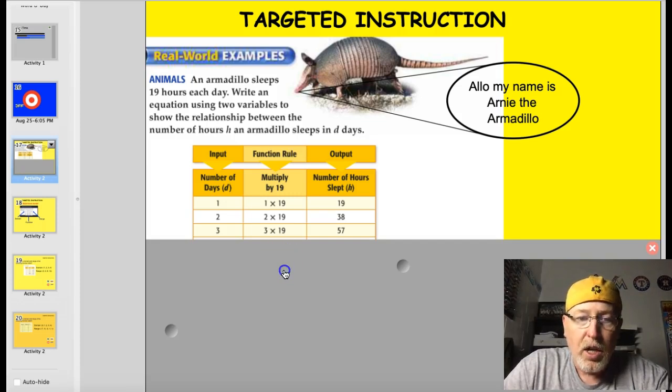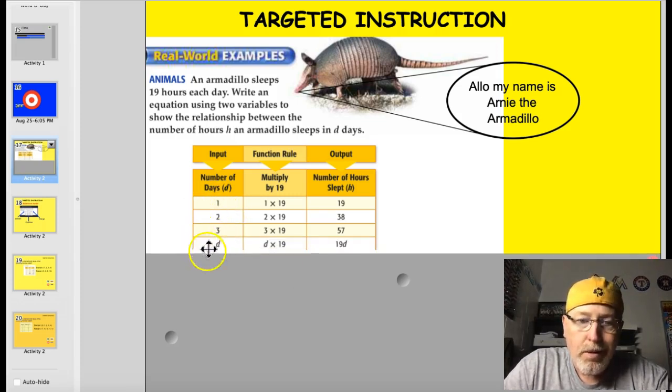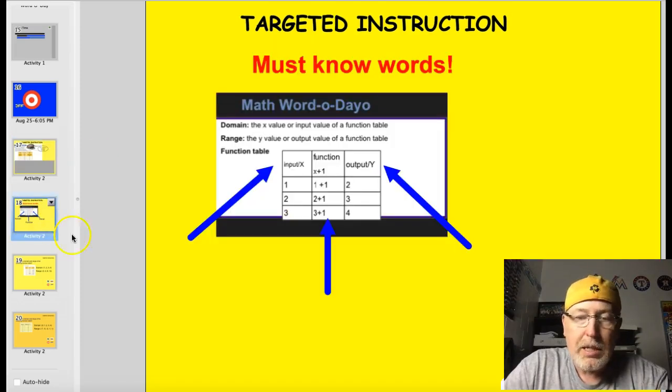You can just see the way this function table works, there's nothing new that you don't understand, correct? Well, guess what? This is the domain, and this is the range. Domain, range. Here it is. The domain is the x value, the input. The range is the output, or the y value.